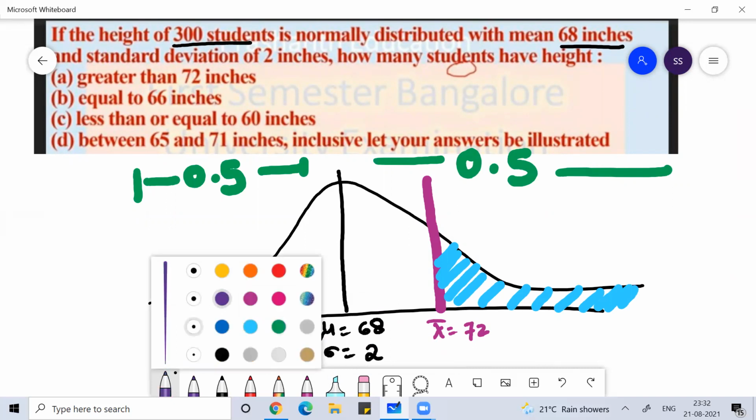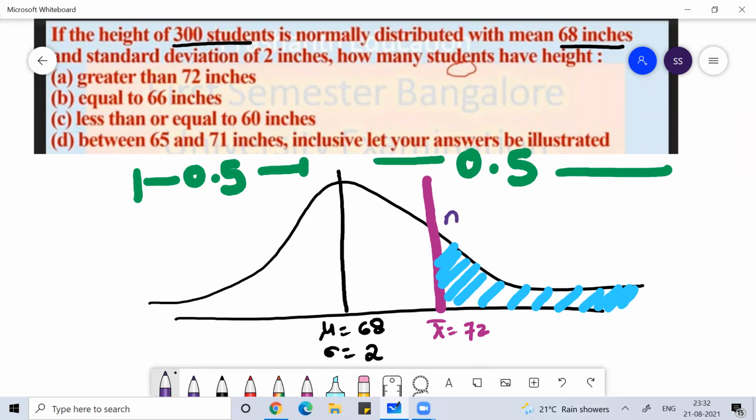I'm looking for this area. What is my objective? This area A, B, C, D. This is the area I'm looking for.